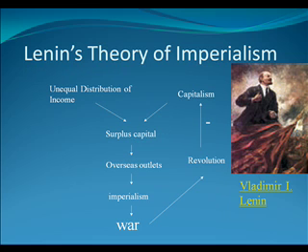Lenin adopted this theory and changed it slightly to create his theory of imperialism in Imperialism, the Highest Stage of Capitalism, published in 1917, where the unequal distribution of income leads again to war, not because of surplus production, but because of surplus capital. And the war leads to revolution and an overthrow of capitalism.